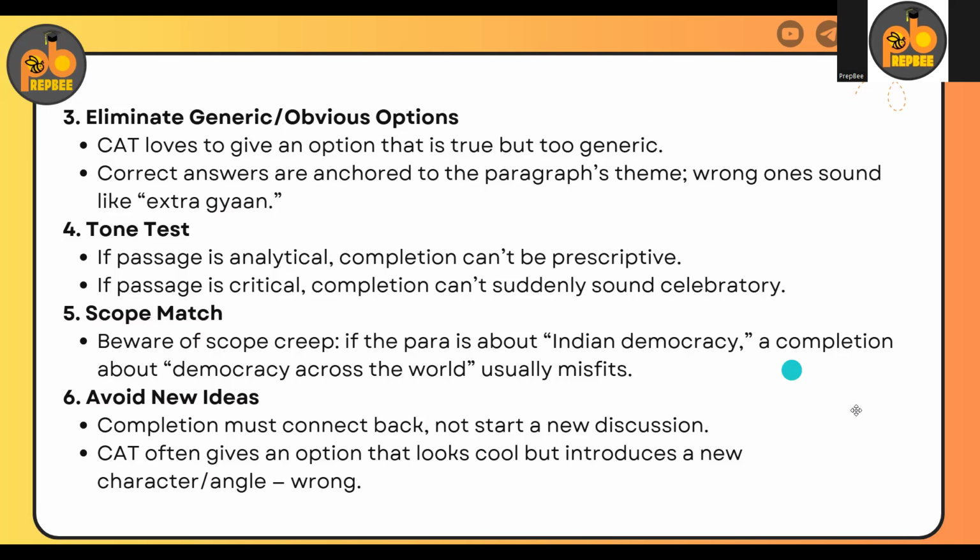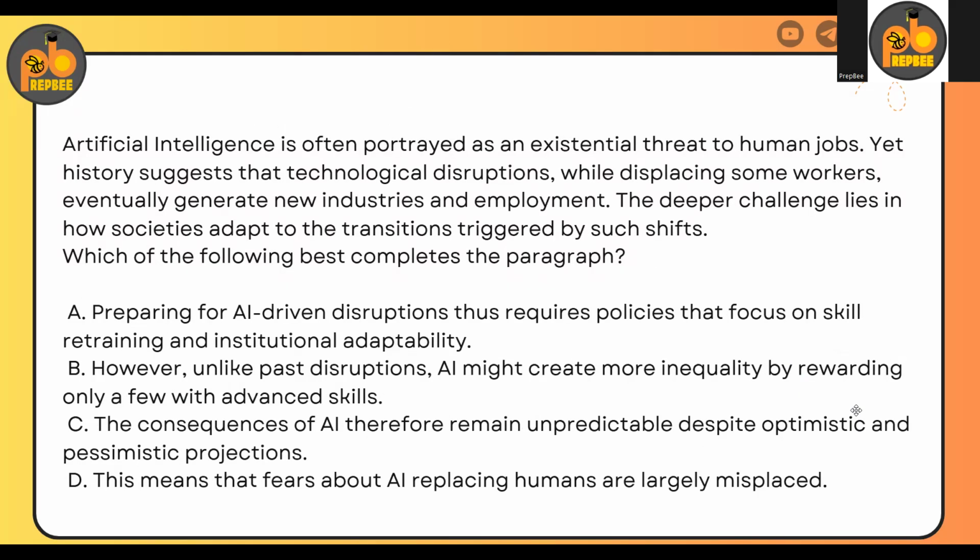Let's practice a few questions now. AI is often portrayed as an existential threat to human jobs, yet history suggests that technological disruptions, while displacing some workers, eventually generate new industries and employment. The deeper challenge lies in how societies adapt to the transitions triggered by such shifts. Which one completes the paragraph?